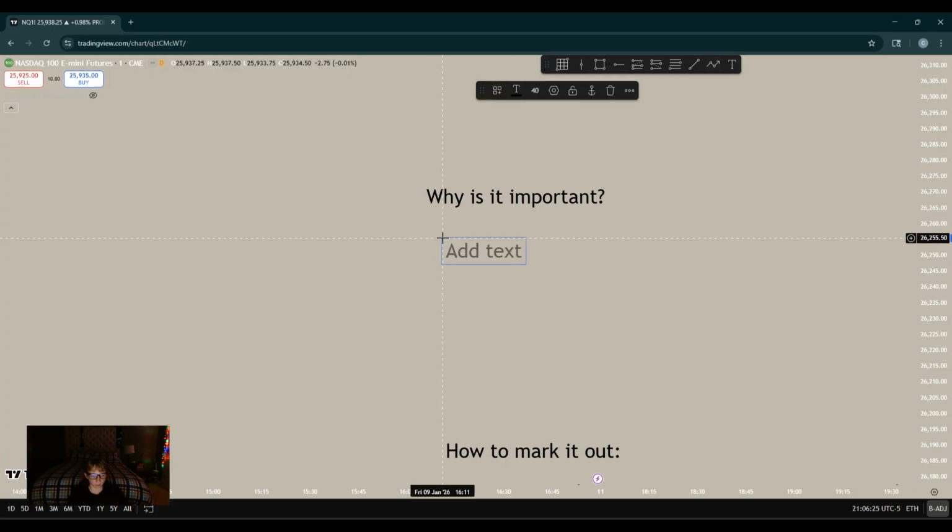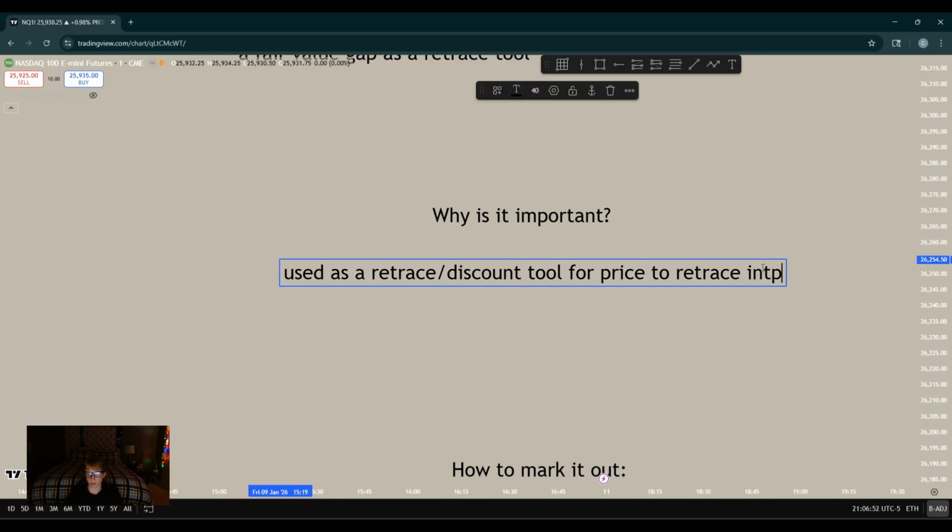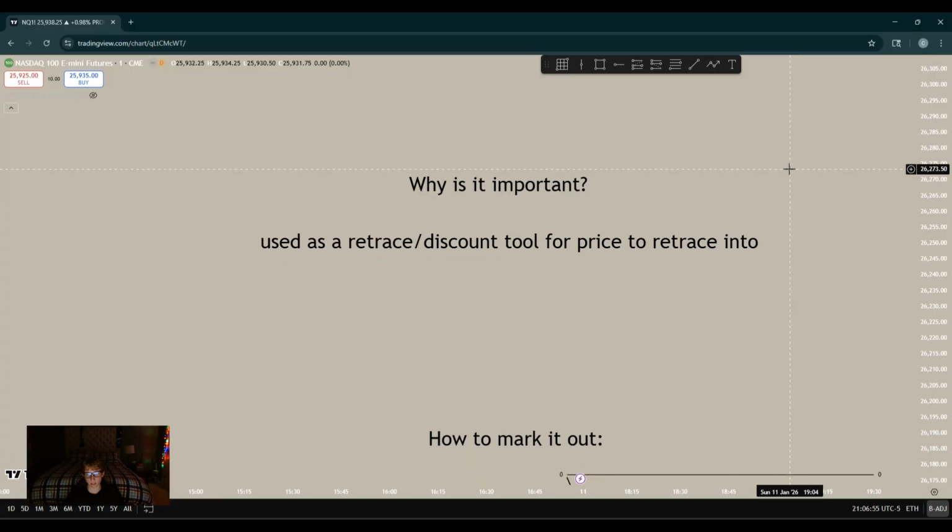So it's very important. It's used as a retrace slash discount tool for price to retrace into. That's what it is. It's just like a fair value gap. But when you pair a discount with a fair value gap, it is very, very high probability that price will continue in the direction of the trend. So that's pretty much discount.